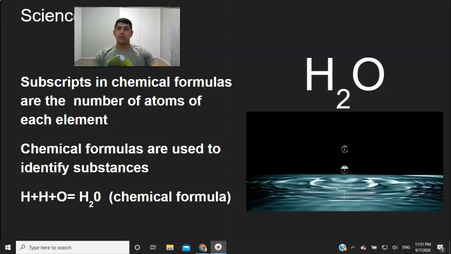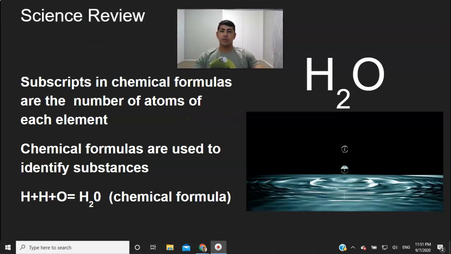And so the subscript in chemical formulas are the number of atoms of each element. So in this case, the 2 means that water has 2 hydrogens. So the chemical formulas are used to identify substances. So in this case, we have 2 hydrogens, that's what the 2 represents, and 1 oxygen, yielding H2O, which is the chemical formula for water.